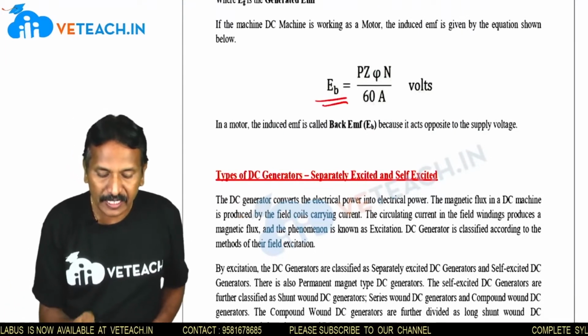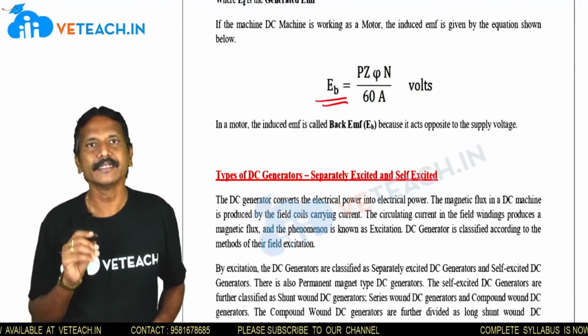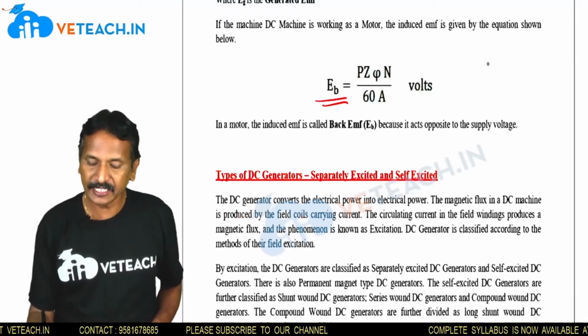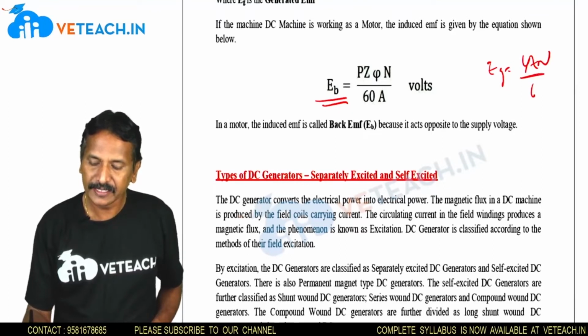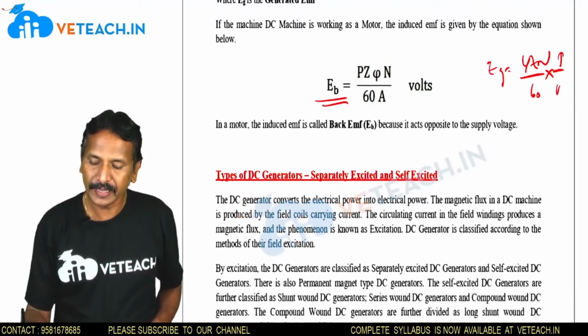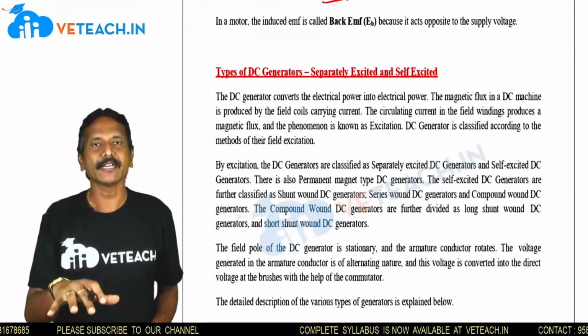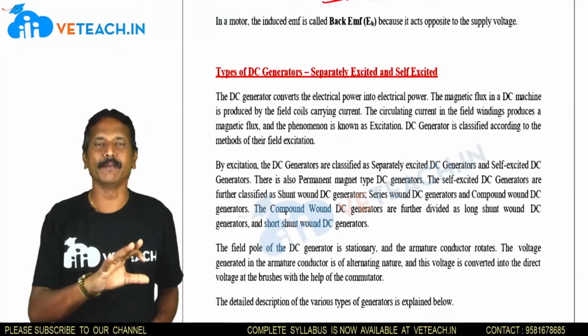See, EB is there. What is the meaning of EB? EB is nothing but the back EMF. This relation is for the back EMF of a motor, whereas EG is the generated EMF, phi Zn by 60 into P by A. So a problem or a derivation may ask for the EMF equation.